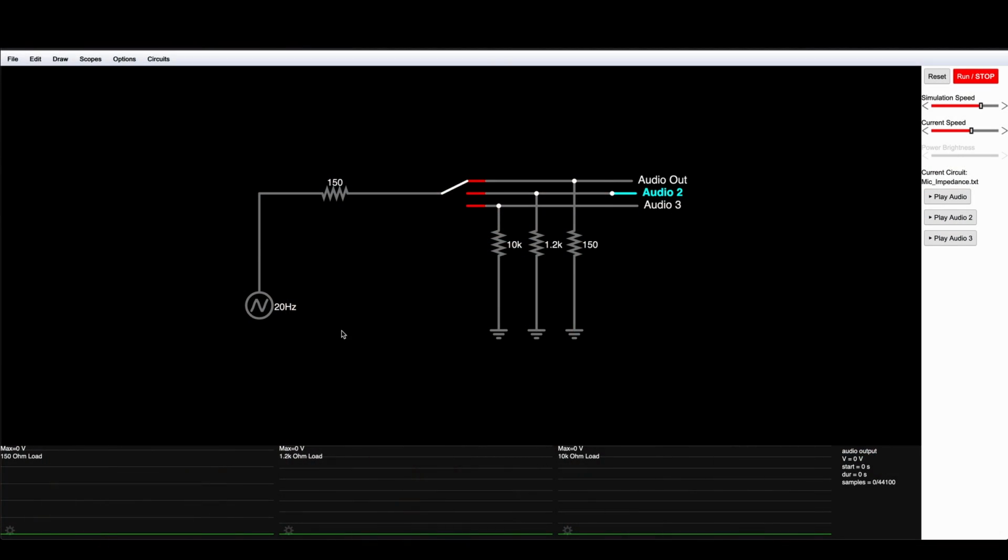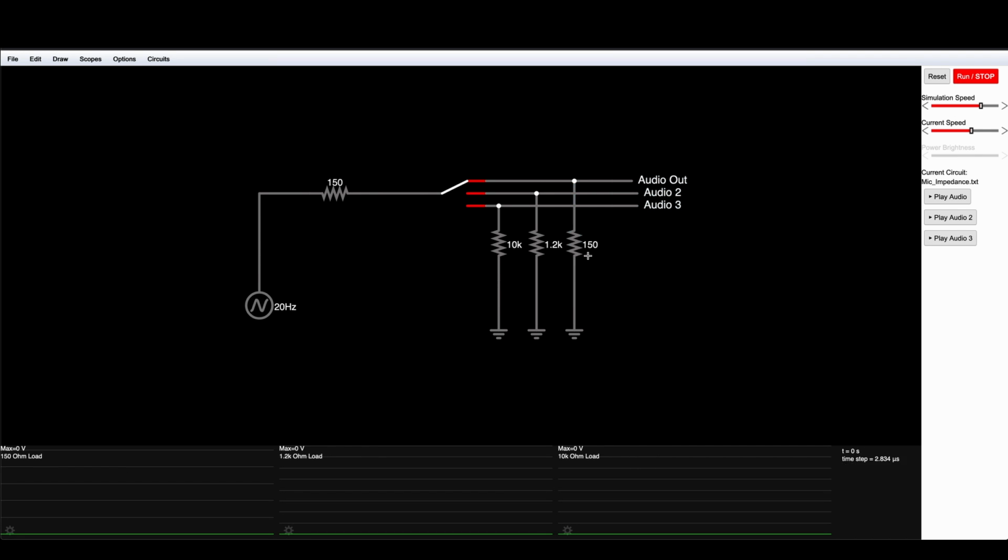Okay, let's apply this theory now to something that we'll actually use in the studio. On the left here, we have a microphone with an AC signal and a pretty normal 150 ohm output impedance. Over here on the right, we have the input section of a microphone preamp. There's a three-way switch here where we can select between 3 input impedances: 150 ohms, 1.2K, and 10K ohms. When we start the simulation, we should be able to see what happens to the signal at each of these different settings. On the bottom here, we have 3 meters that show the voltage and signal for the 150 ohm, the 1.2K, and the 10K settings on the Mic Pre.